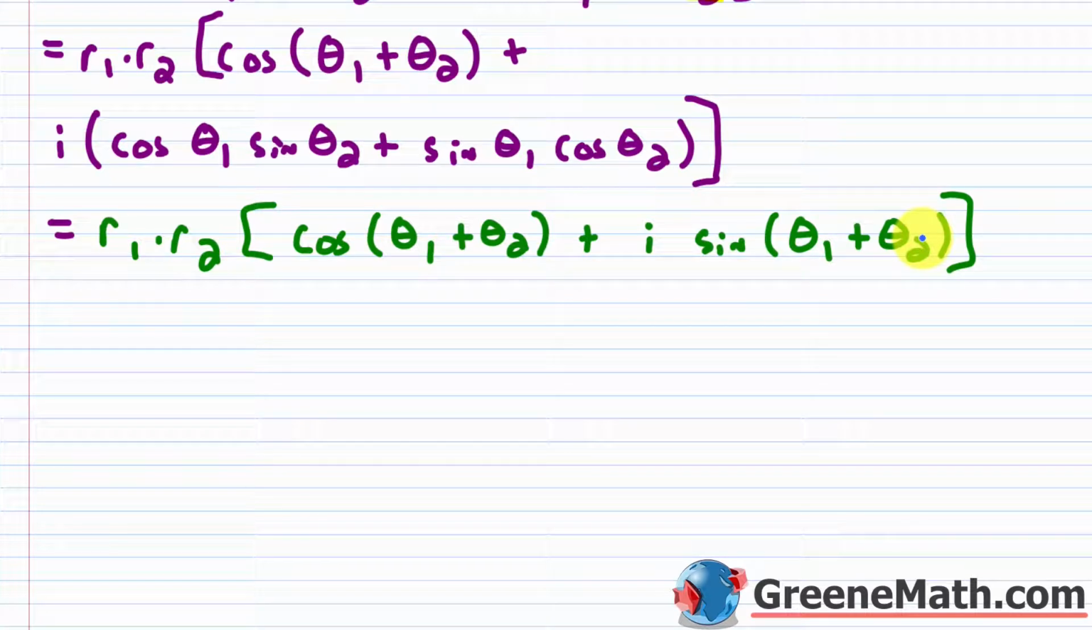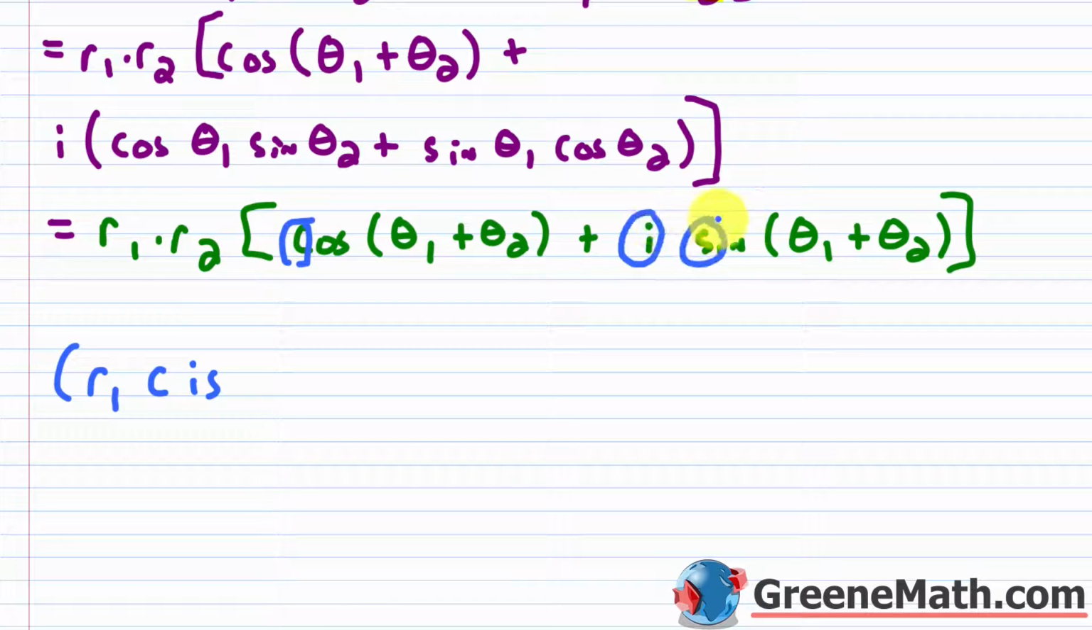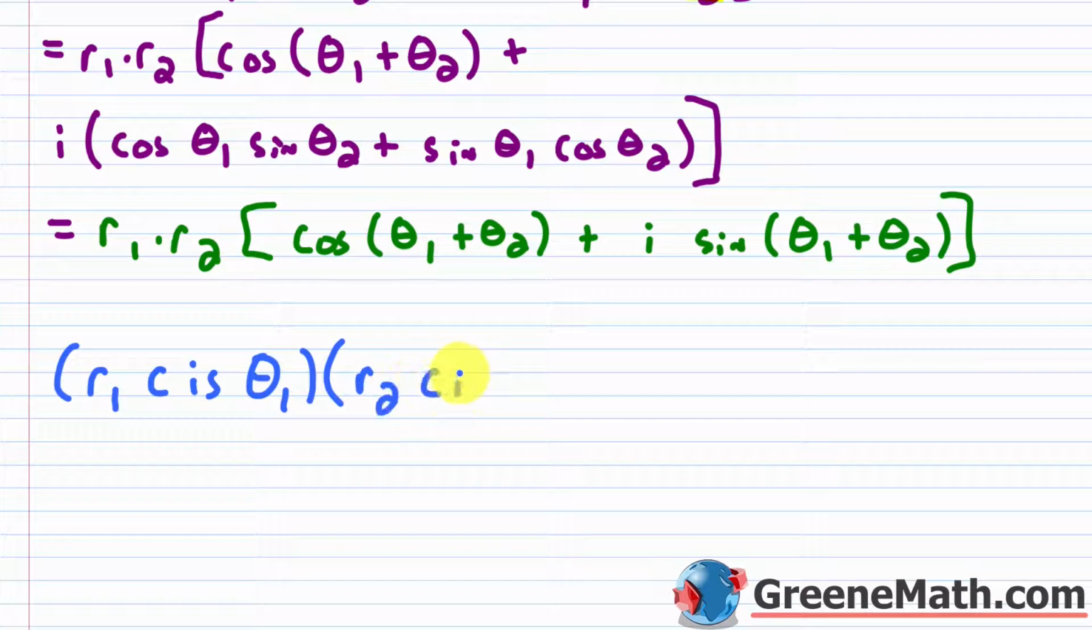Now, another way you might see this, again in compact form, is r sub 1 times the cis, right? That comes from the cosine, the I, and the S. It's an abbreviation. So basically, you have r sub 1 times cis theta sub 1, multiplied by r sub 2 times cis theta sub 2.